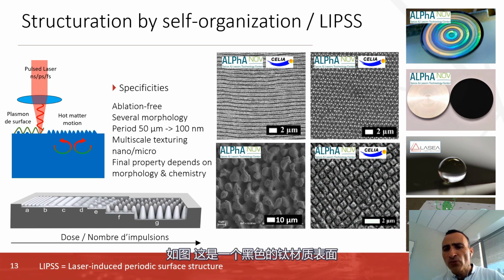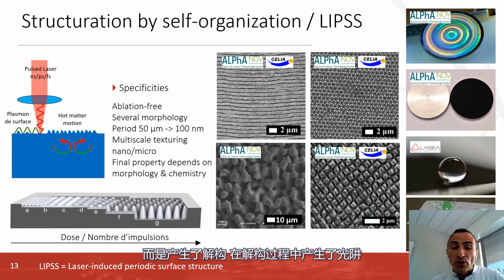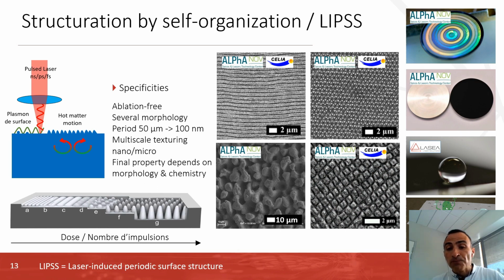This is a black surface, a titanium surface modified by the laser treatment. It's not burnt, it's only a kind of structure that acts as a light trap, and this significantly reduces the reflectivity of the surface.